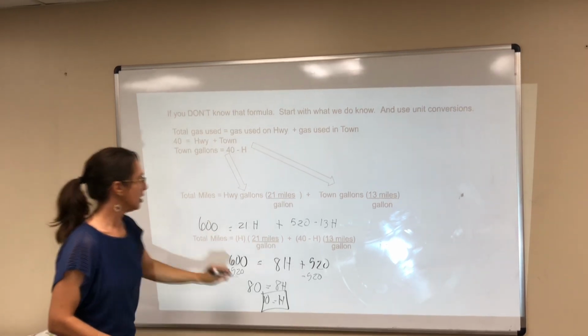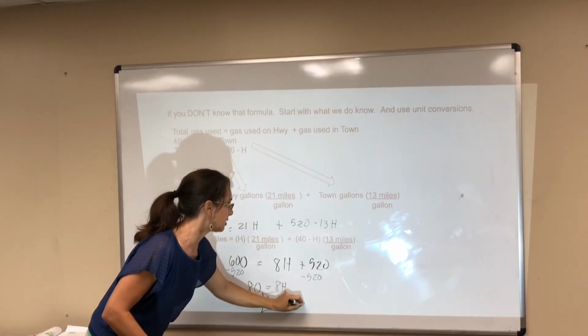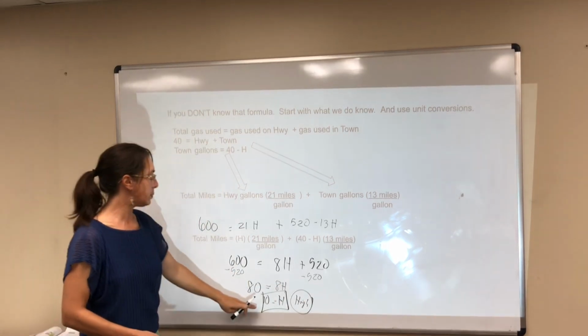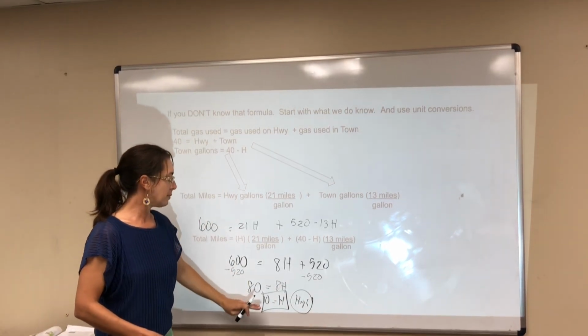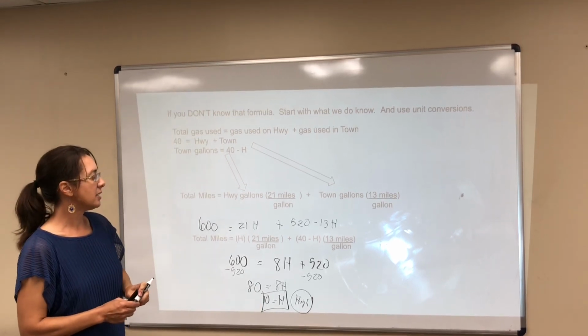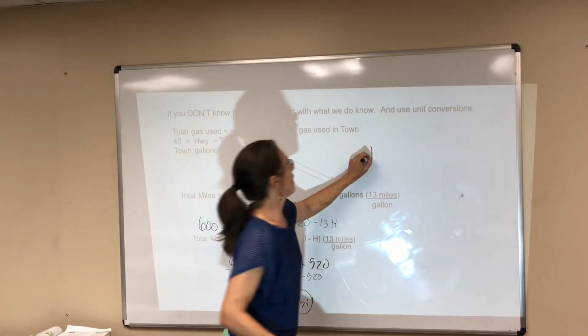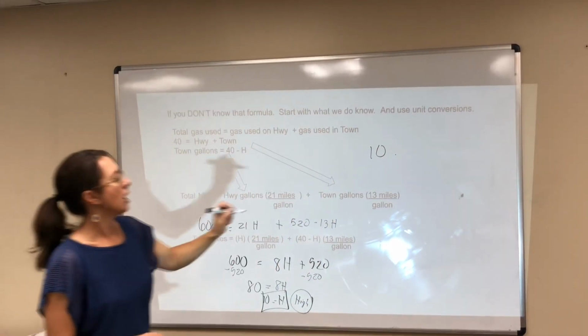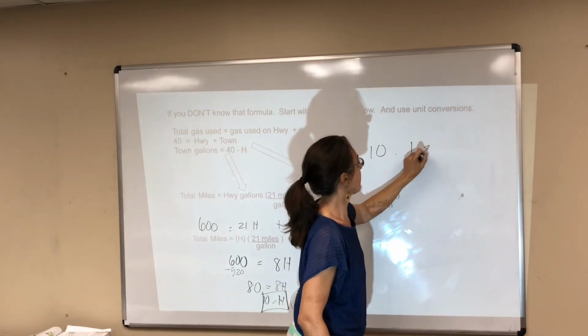So this is highway gallons. Out of town people. That's what we wanted. So we used up 10 gallons there. And our cost per gallon was $1.25.